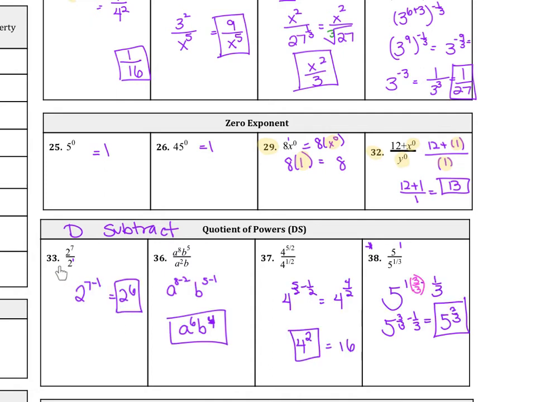All right. So for number 33, 2 to the 7 over 2 to the 1, you're just subtracting the exponents. So 7 minus 1 is 6. So it's 2 to the 6th power.